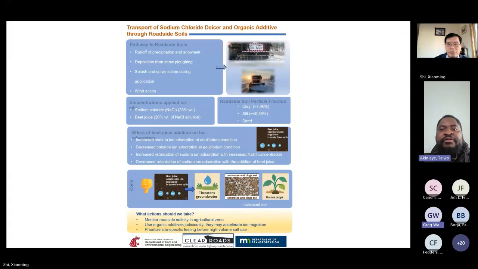And then for the roadside soil that we examined in this study, we basically just look at the clay silt fraction and then the sand fraction are the remaining part of that.